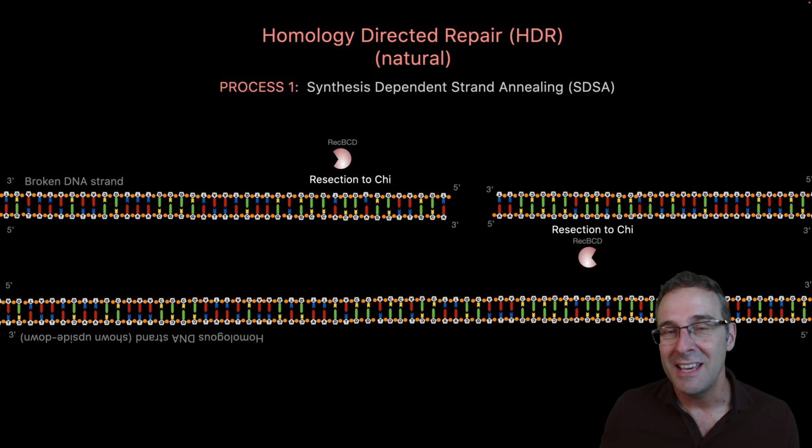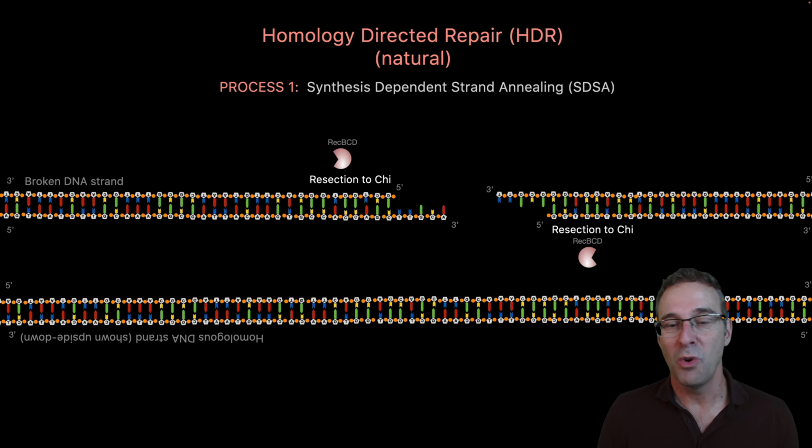And what happens is the 5' end of both of the broken strands is resected by an enzyme called RecBCD. So it'll cut away the 5' end. And you might say, well, why doesn't it keep on going? Why does it stop after a short time? And the reason is that it keeps on resecting until it hits what's called a Chi site.